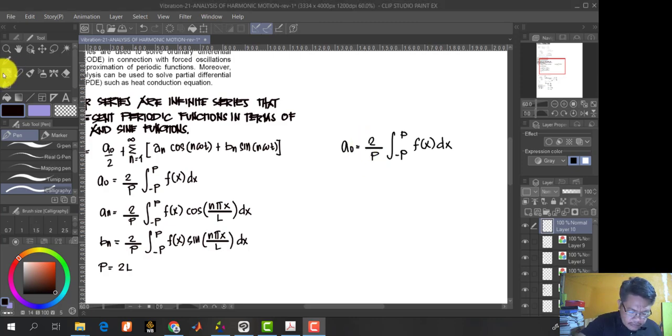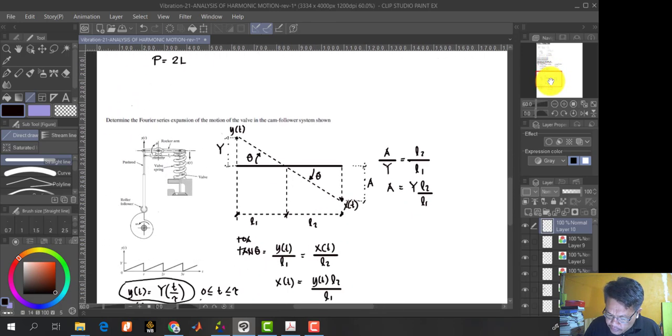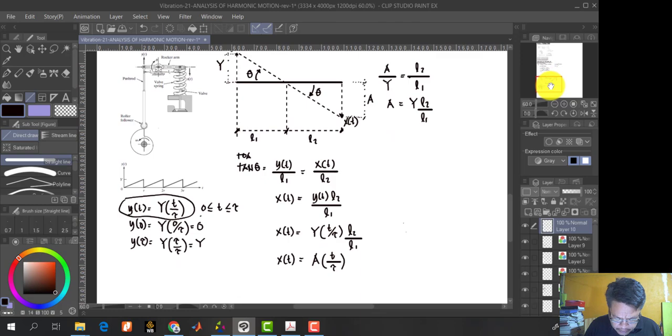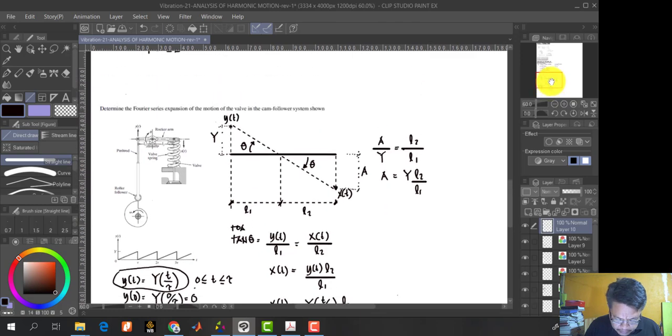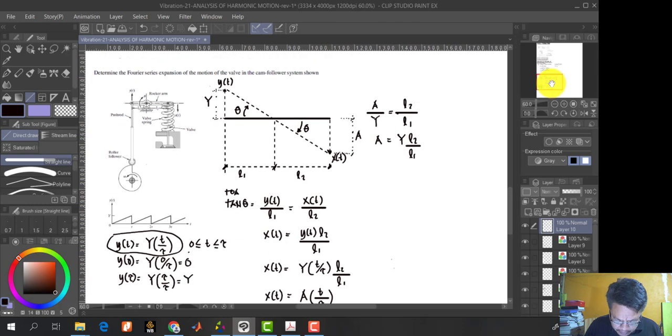So I will start here. For my A sub 0, initially we have 2, right? So I'm going to write here 2, then all over the period. For the period, let's go back to the problem. The problem states that we have the given period.